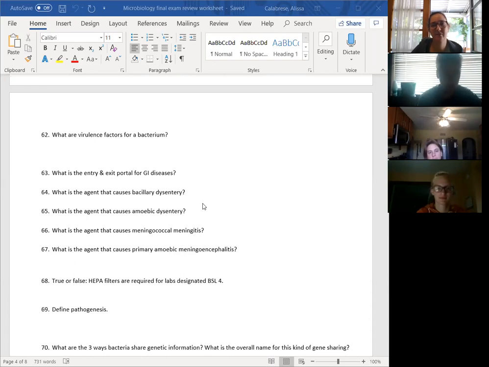Exotoxins. So again, they're just specific compounds that are considered virulence factors. So any kind of enzyme production that is considered toxic, actual toxins, adherence mechanisms, all of those things are considered virulence factors.